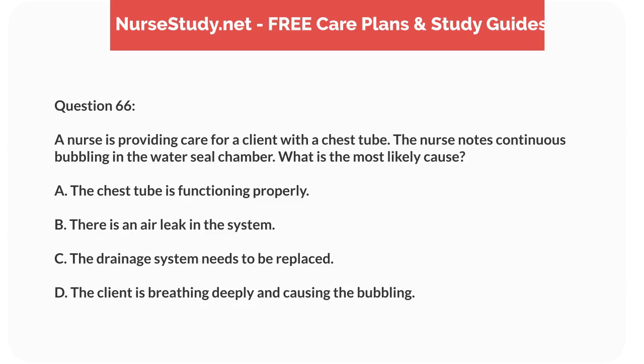Question 66. A nurse is providing care for a client with a chest tube. The nurse notes continuous bubbling in the water seal chamber. What is the most likely cause? A. The chest tube is functioning properly. B. There is an air leak in the system. C. The drainage system needs to be replaced. D. The client is breathing deeply and causing the bubbling.